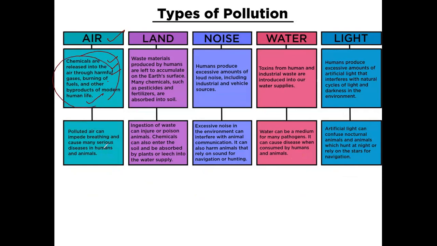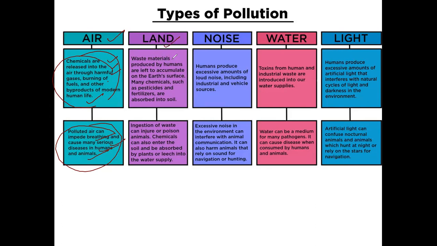Polluted air can impact breathing and cause serious diseases in humans and animals. एयर पोल्यूशन के कारण कौन कौन से डिजीज होते हैं, बहुत सारे डिजीज होते हैं, है ना। Mostly they include breathing problems. This is asthma, one type of air pollution problem.